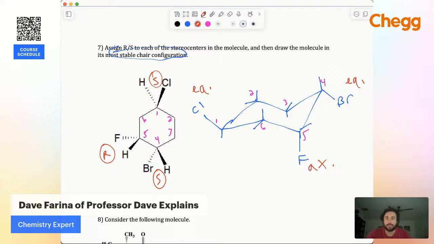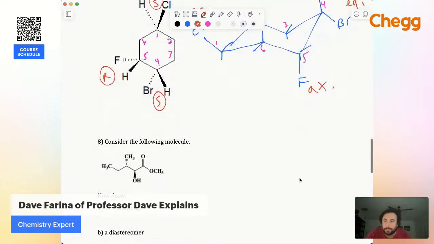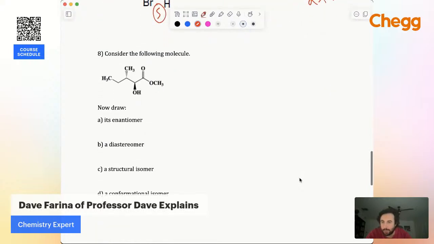And that's it. Okay, so let's go back over here. Consider the following molecule. So this is a good one. Once again, very, very important that we understand what enantiomers are, what diastereomers are, how to identify them, how to draw them if prompted. So here we have this molecule. We want to draw its enantiomer.